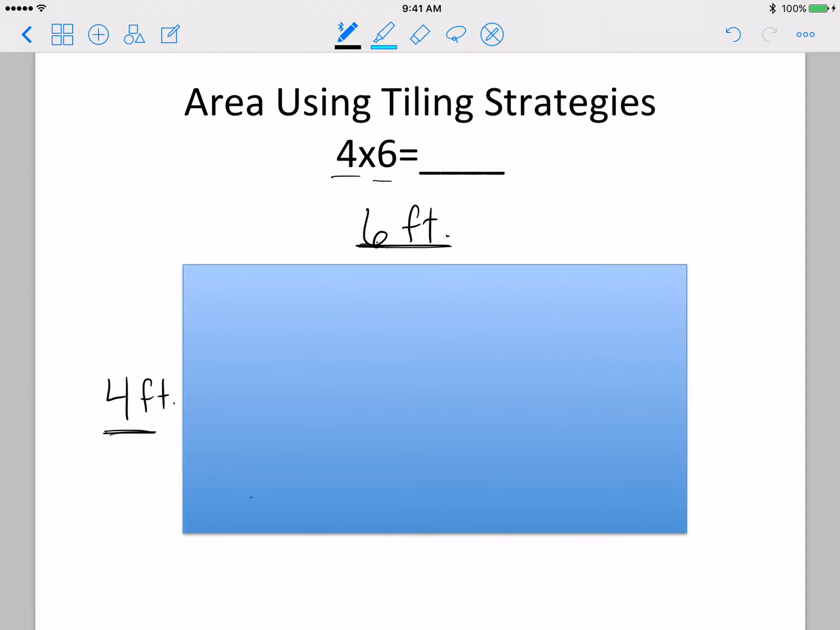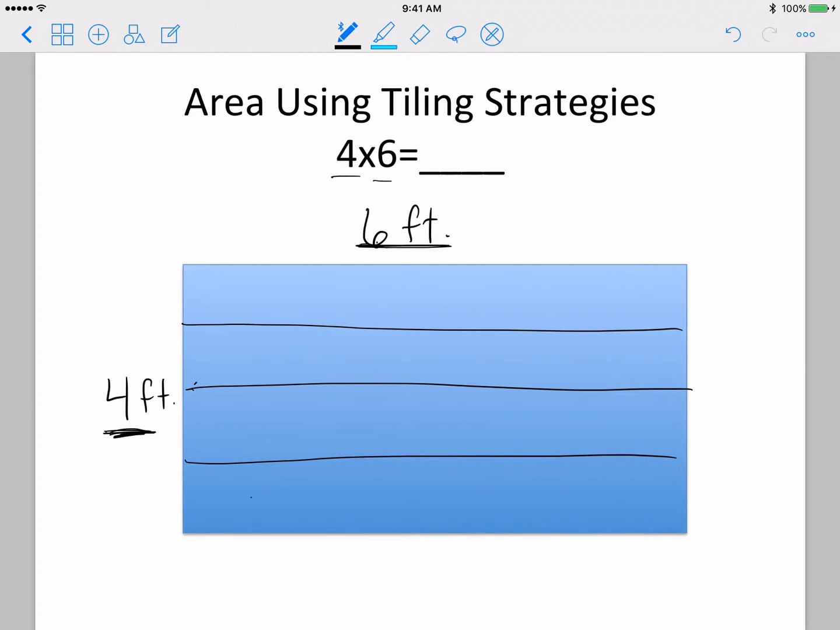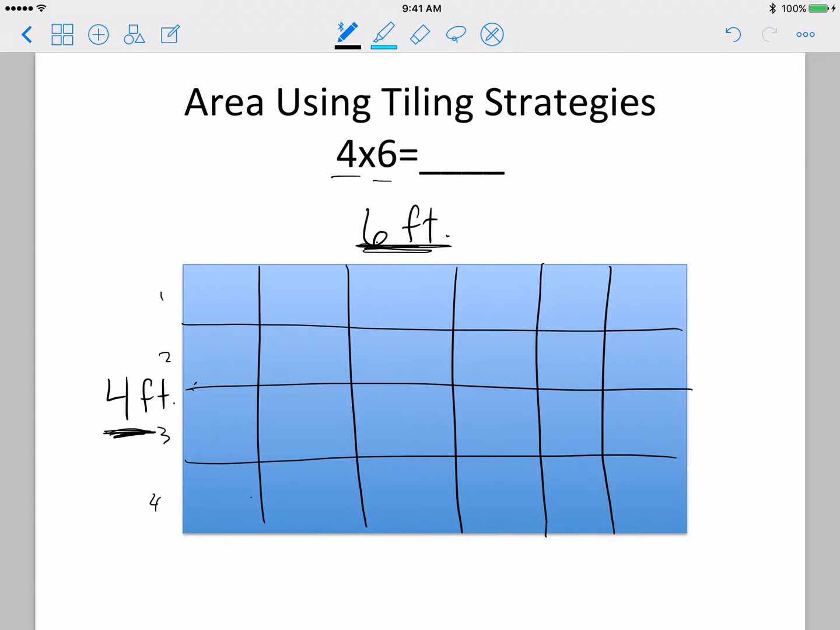When we're tiling, we're literally going to draw tiles in, but there's a way that we need to do this. I see that there's 4 feet on our width, so I'm going to draw 4 rows. It's kind of like an array essentially. If I'm making 4 rows, I need to draw 3 lines in our plane figure. Now I have 1, 2, 3, 4 rows, and then my length is 6. So I'm going to make 6 columns, but in order to make 6 columns, I'm going to draw 1 less than 6 lines. So I'm going to draw 5 lines: 1, 2, 3, 4, 5. And now we have 6 columns: 1, 2, 3, 4, 5, 6.